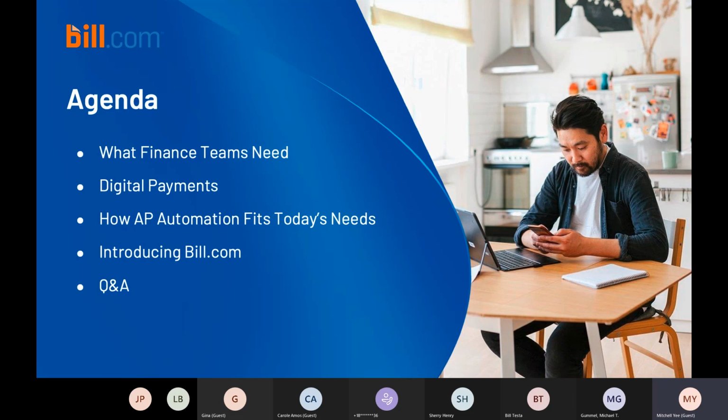Today's agenda, briefly: we'll cover a little bit about what finance teams need, digital payments, and how AP automation fits today's needs. We'll introduce Bill.com, including a teaser view of some of the screenshots of Bill.com itself, and we'll open it up for Q&A. If you do have any questions, please put them in the chat. We'll make sure to monitor that and answer them as we go.